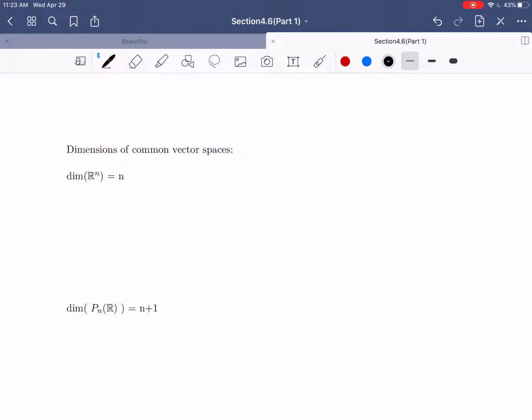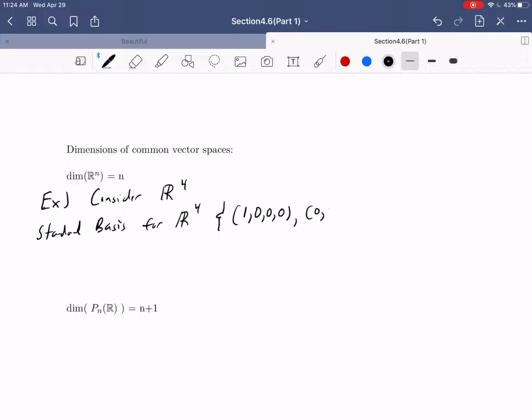I want to give you a quick example of that. Let's consider R4. I want to give you what is often called the standard basis for R4. What's the standard basis for R4? It would be the set of vectors (1, 0, 0, 0), (0, 1, 0, 0), (0, 0, 1, 0), and (0, 0, 0, 1).